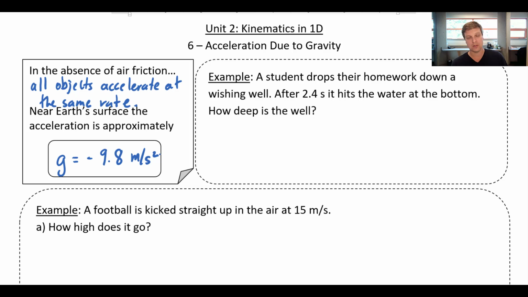Negative because it's downwards. And that 9.8 is an approximation. We'll actually learn a little bit later that even on the surface of the Earth, there are slight variations in that number. And of course, if you were to get further and further away from the Earth, that number would be different. But for right now, we can use that as an approximation. So whenever we have objects that are falling or being thrown up in the air, we can use that acceleration. So let's look at some examples.